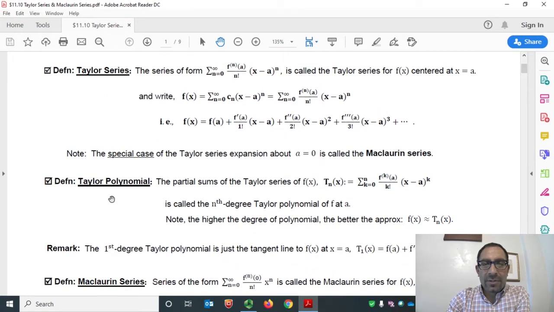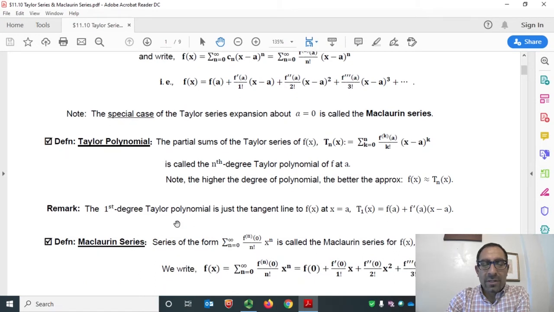The Taylor polynomial is the partial sum of the Taylor series: the summation k runs from 0 to n, kth derivative of f at a over k factorial times (x minus a) to the power k, is called the Taylor polynomial and is denoted T_n(x). Remark: the first degree Taylor polynomial is just the tangent line to f(x) at a, such as T_1(x) equals f(a) plus f prime(a) times (x minus a).